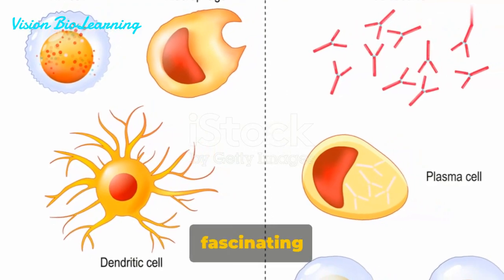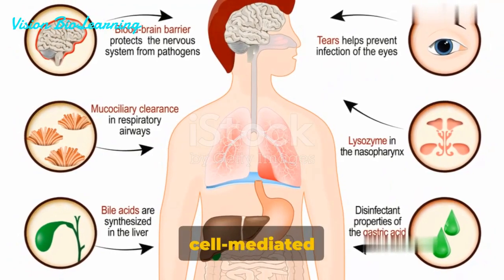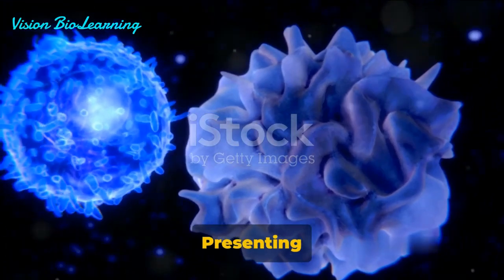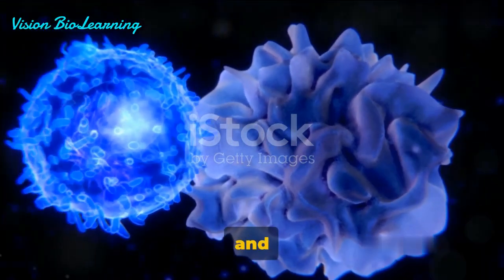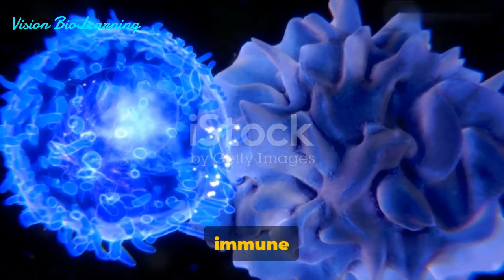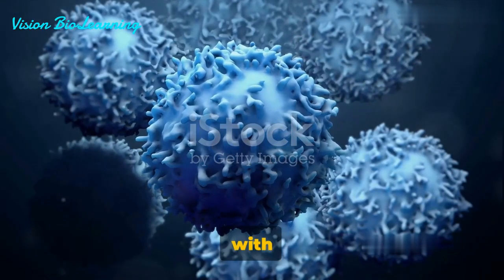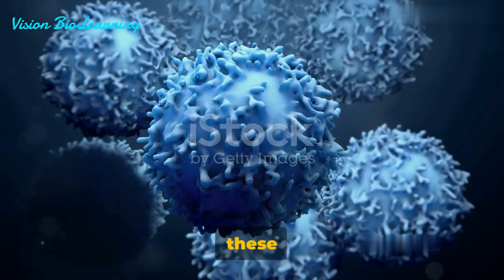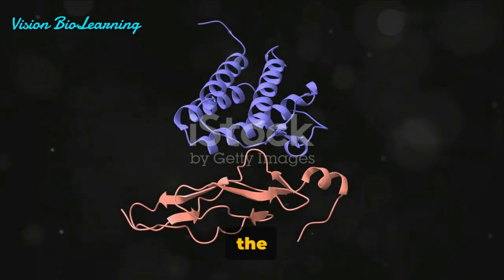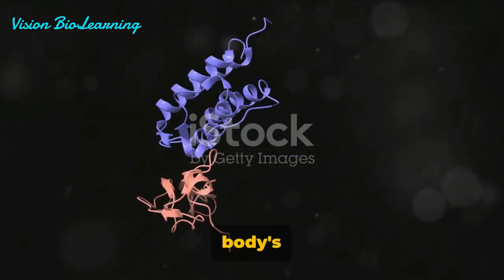Today, we'll delve into the fascinating world of the adaptive immune system, particularly focusing on the cell-mediated immune response. This is a tale of the intricate dance between antigen-presenting cells, or APCs, T cells, and a host of cytokines and interleukins. APCs play a crucial role in our immune response, presenting fragments of invaders to our immune cells. T cells, with their unique T cell receptors, interact with these fragments, initiating a cascade of events. This interaction, along with the release of various cytokines and interleukins, sets the stage for our body's counterattack.